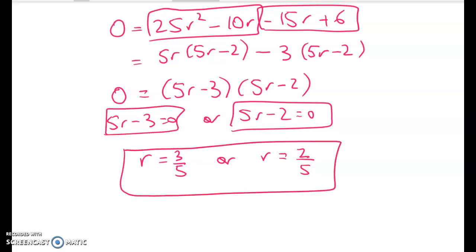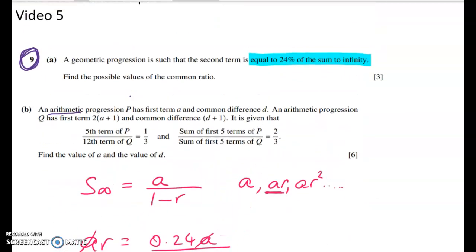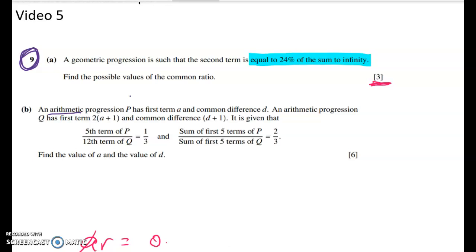Okay, so that's the first question done. Right, so find the possible values of the common ratio. Yep, that one's fine. Now the next one is not conceptually difficult, but you do have to be just a little bit careful not to make errors with it.